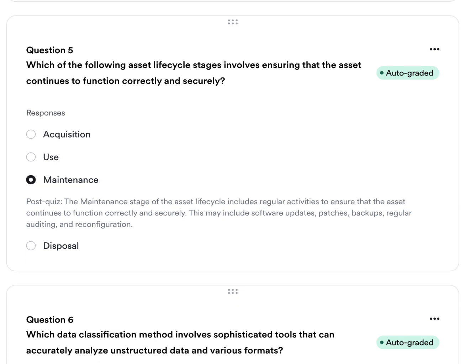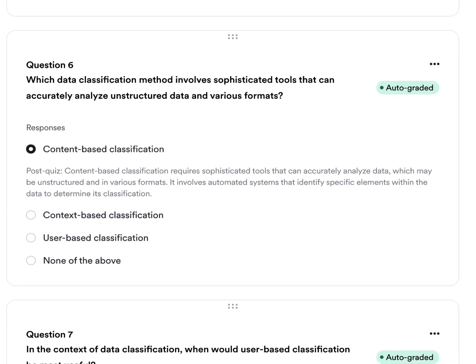and securely. Question 6, which data classification method involves sophisticated tools that can accurately analyze unstructured data in various formats? A, content-based classification. B, context-based classification, C, user-based classification, or D, none of the above. So which classification method involves sophisticated tools that can accurately analyze unstructured data in various formats? And the answer is A, content-based classification.